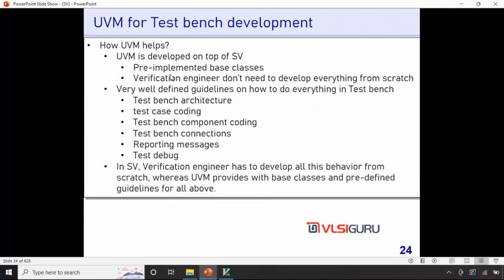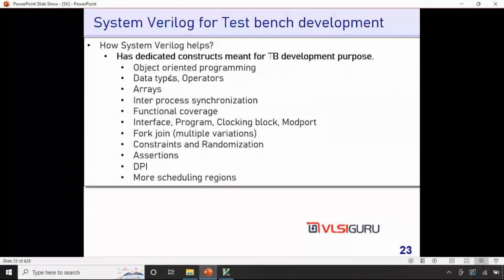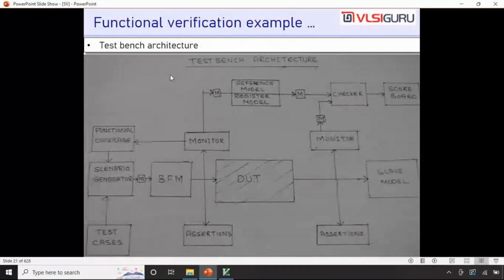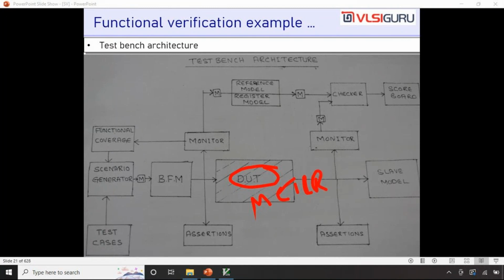UVM is an improvement over SystemVerilog. So what does improvement mean? To take this diagram, what is it that I said was the DUT? What is the example we took for DUT just now? SPI controller. Let's say if I change it to memory controller, my test bench structure remains the same.